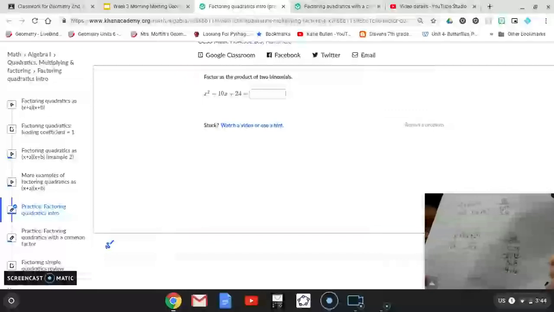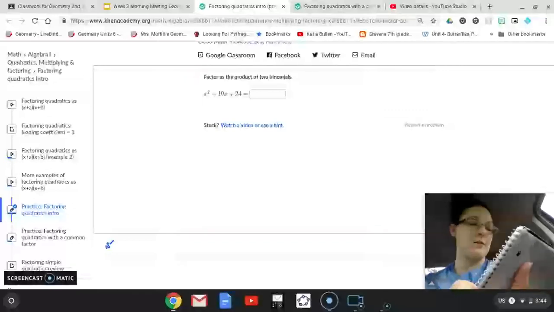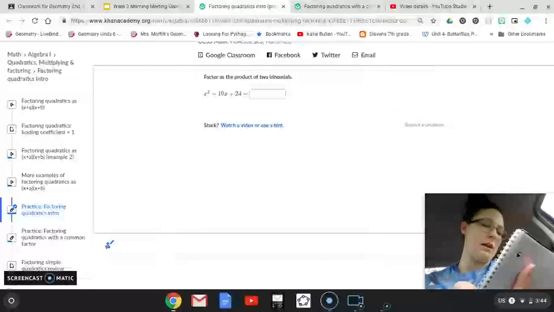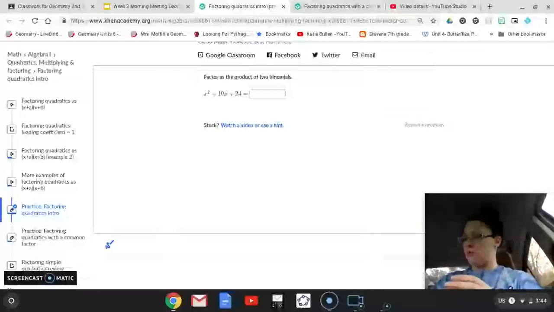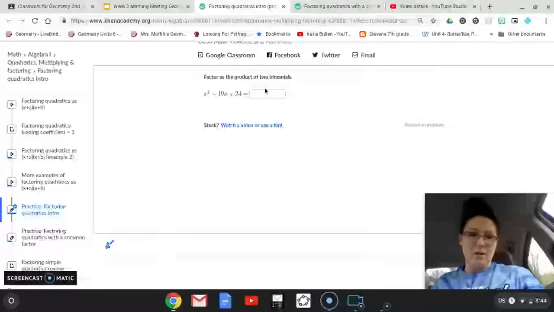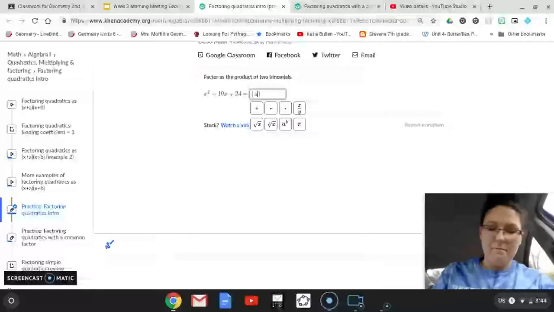That means it has to be the 4 and the 6, right? And if we want a positive 10, then it's got to be a positive 4 and a positive 6. And if I multiply positive 4 and positive 6, I do get that positive 24 that we needed. Okay, so x plus 4 times x plus 6 would be my answer on this one. All right.